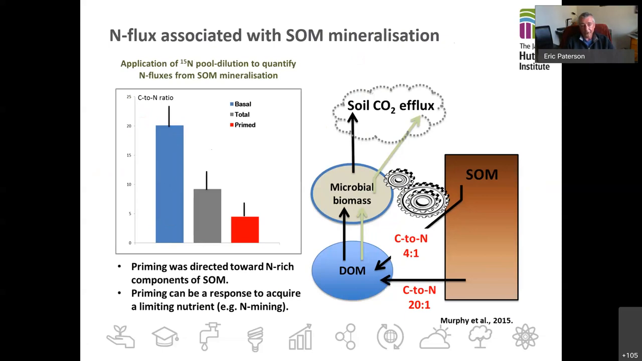But when we put a plant in the system, the C to N ratio narrows very rapidly. The C to N ratio of this additional flux is actually very low. It's about 4 to 1 in the experiment we did in this case, which is suggesting that the microbial communities are specifically targeting nitrogen-rich moieties within the soil organic matter, for example, through the production of protease to liberate nitrogen. So again, emphasizing the importance of the process in terms of productivity as well as carbon balance of the system.